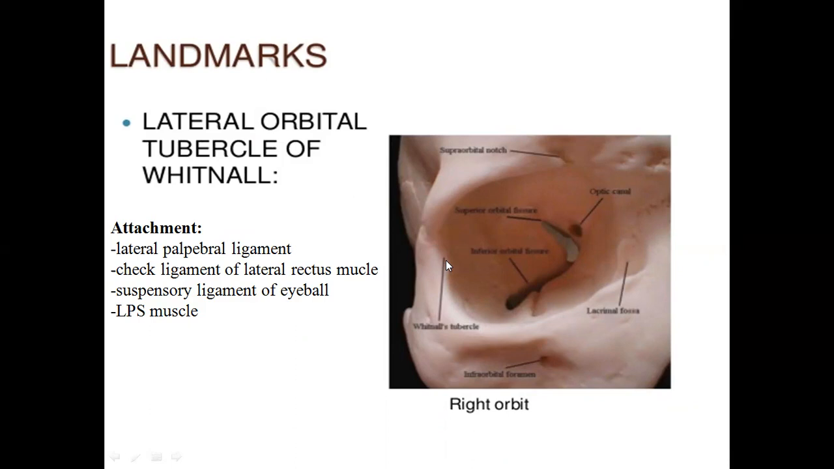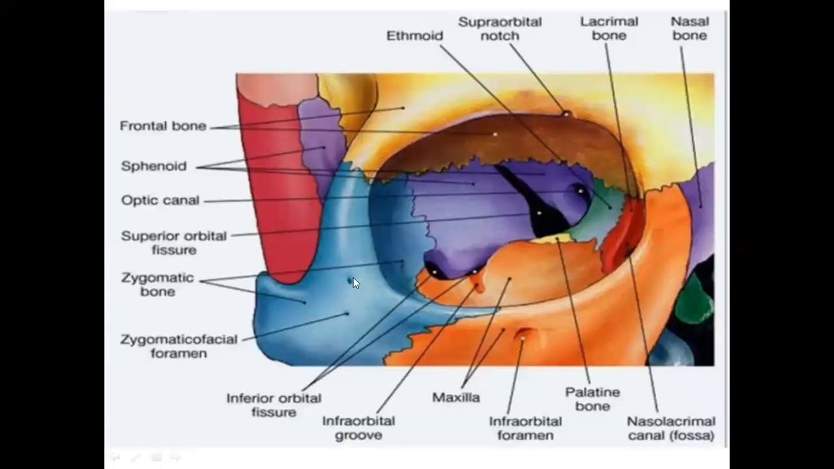So the Whitnall's tubercle gives attachment to the following structures. One is the lateral palpebral ligament, the check ligament of lateral rectus muscle, the suspensory ligament of eyeball, and the levator palpebrae superioris muscle. So the landmark over the lateral wall is the Whitnall's tubercle and its attachments. The lateral wall also presents small foramina, the zygomaticofacial and the zygomaticotemporal foramen, that allow the zygomaticofacial and the zygomaticotemporal nerves to pass through.